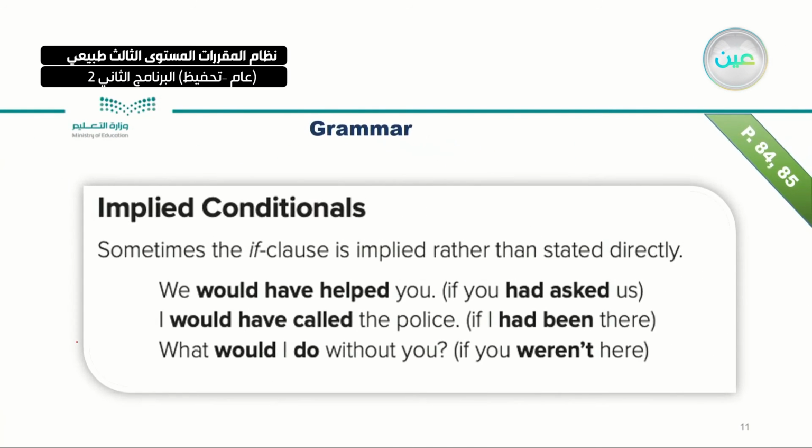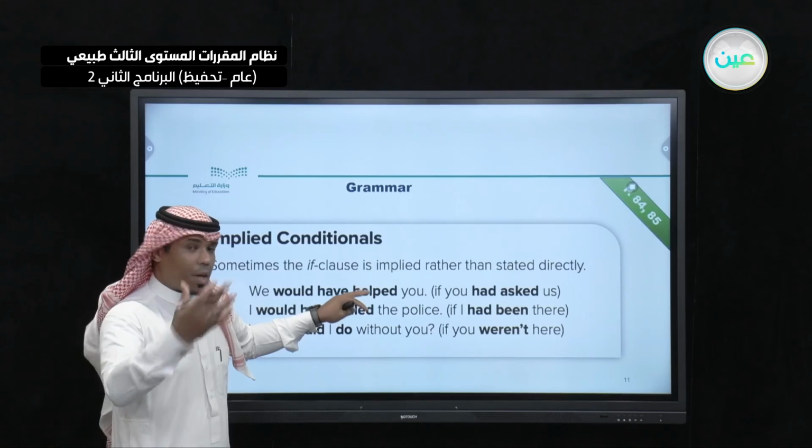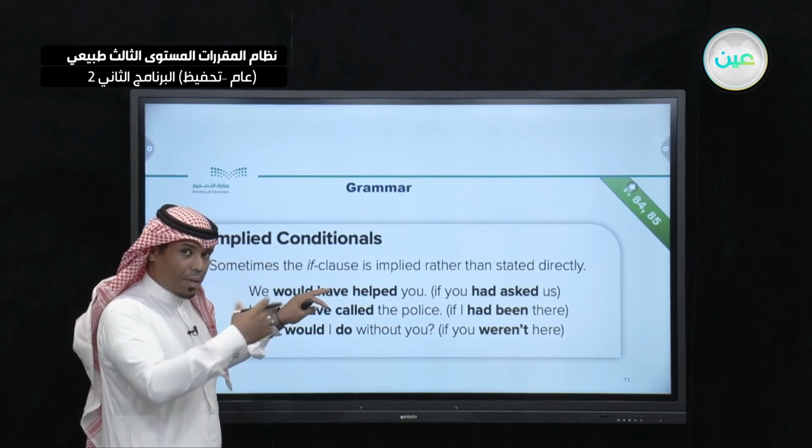Now, we will move to another point of this grammar lesson. Implied conditionals. What do I mean by implied? It means something that you cannot see in the written context, just like implying something. Sometimes the if clause is implied rather than stated directly. So we cannot write it, but you can understand it from the sentence. So here I'm talking about implied things.